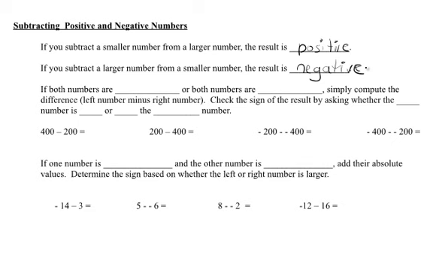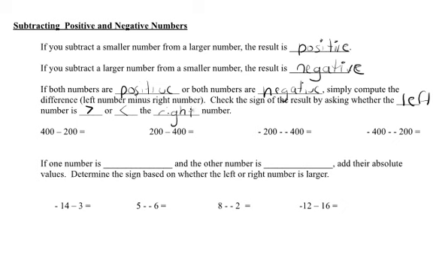Now, if both numbers are positive, or if both numbers are negative, so as long as both numbers are the same sign, we simply compute the difference. So we take the leftmost number minus the right number, the number on the left minus the number on the right. Then we check the sign of the result by asking whether the left number is greater or whether it's less than the right number.